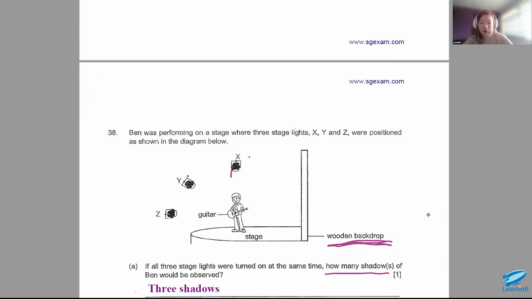When the light is shining from X, there'll be 1 shadow here. Shining from Y, because humans are opaque, right? There'll be another shadow forming here. It's shining all the way here.